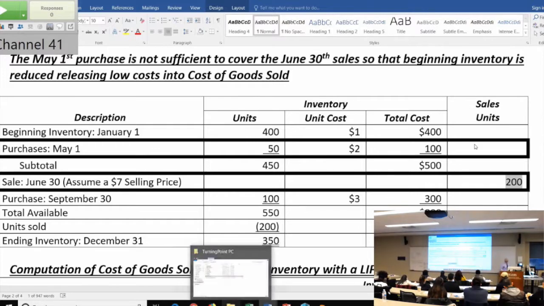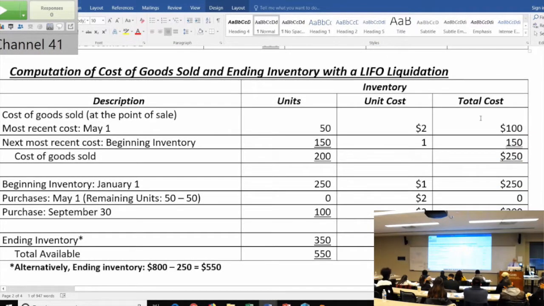So in this case, notice what happens is that when we calculate the cost of goods sold, it's got to be 50 units at 2, 150 units at $1. So the cost of goods sold now becomes 250. The ending inventory is going to be the remaining units in the beginning inventory, which is going to be the 250. So in other words, let me go back, let me put this in so you know that the beginning inventory was originally going to be 400 units. It was. And out of that, you sold the 150. So the units that remain are 250 at $1.